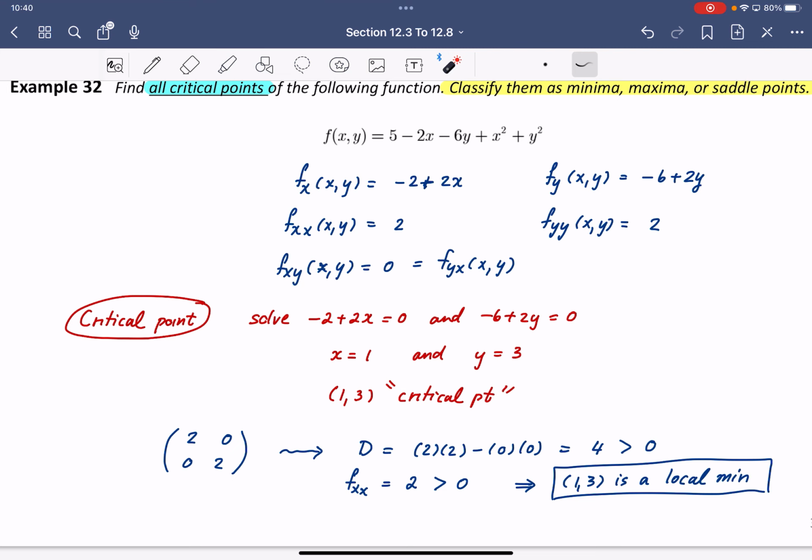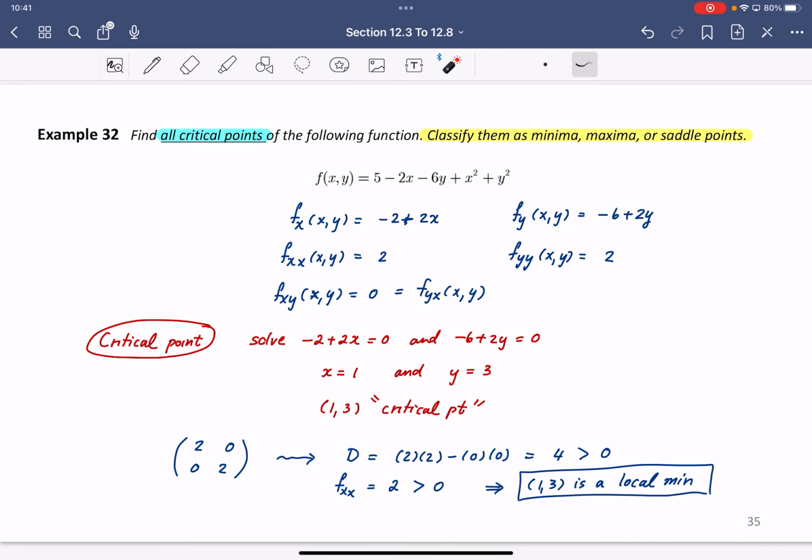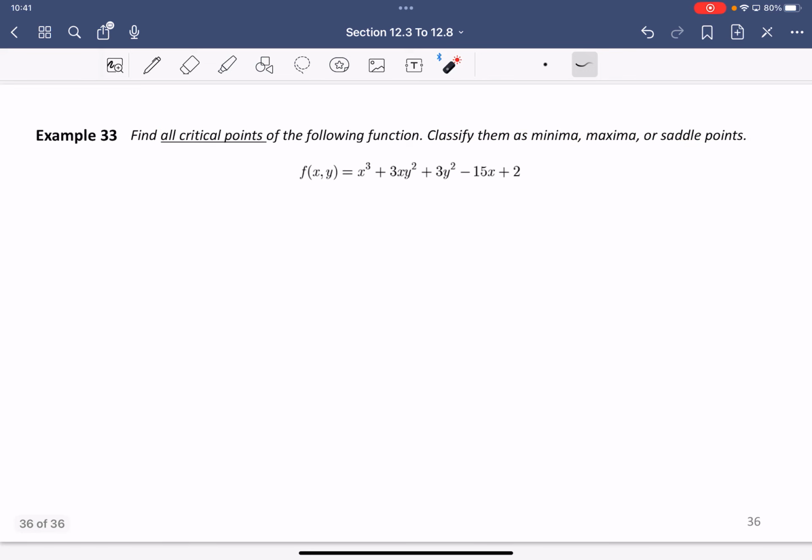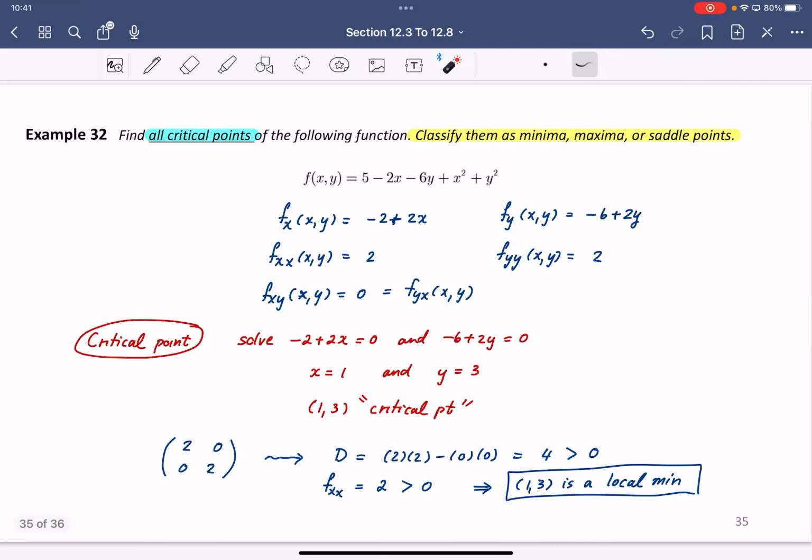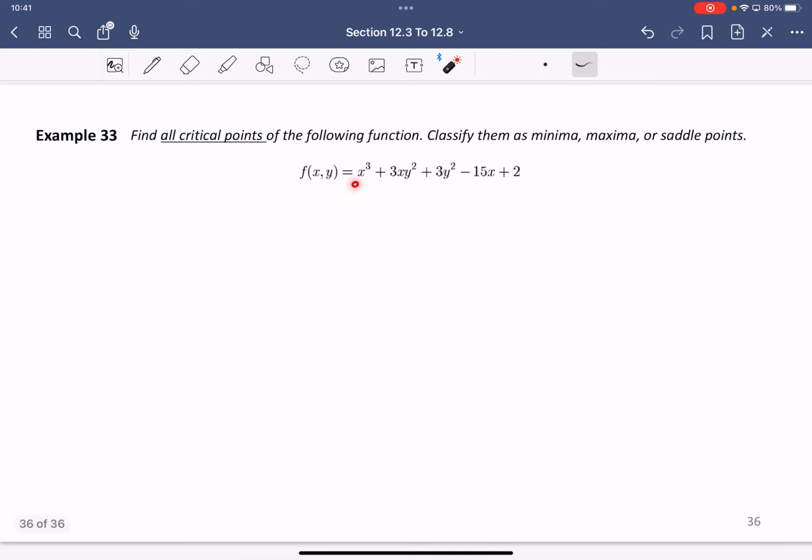Okay, we're gonna go to the last example for this handout. So example 33, and then we're gonna take a look at your homework later. Find all critical points of the following function. Classify them as minima, maxima, and saddle points. So this one is a little bit more complicated, but not that much, because you have x cubed here. It means when you take the derivative, you're gonna get x squared back.